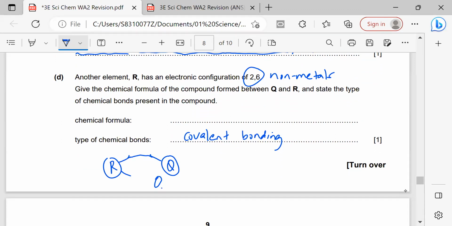You need 2 Q to be able to form a balanced compound, and therefore the formula you realize now is either you can write it as RQ2, or another acceptable answer here, because both are non-metals, is Q2R. So this is the answer for part D.